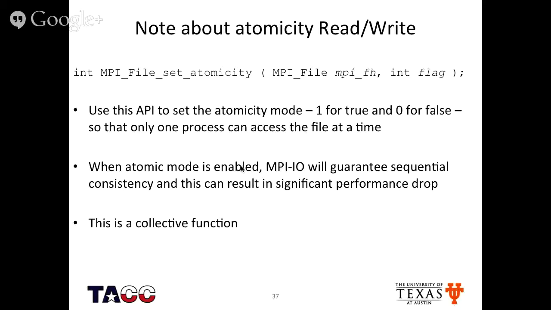Okay. So just a quick note about atomicity of read and write operations. You can use the API MPI file set atomicity, and you can set it to either 1 or 0, so that only one process can access the file at a time. When atomic mode is enabled, MPI I/O almost guarantees sequential access to that particular file. And of course, what will happen? You're going from parallel to sequential, so your performance is going to drop. And note that this is a collective function, so when you call this, it should be visible to all processes. If you don't use this, is it by default 0? Yes.